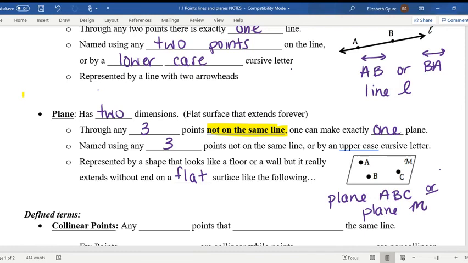Okay, so these are undefined terms. This is how you label them. This is very important. We use this pretty much all year. So if you have any questions about the labeling, please let me know.